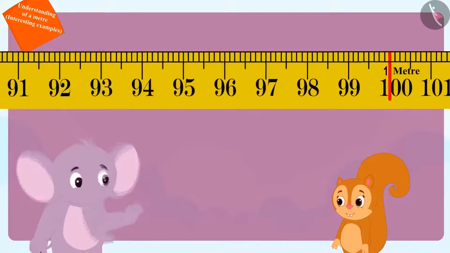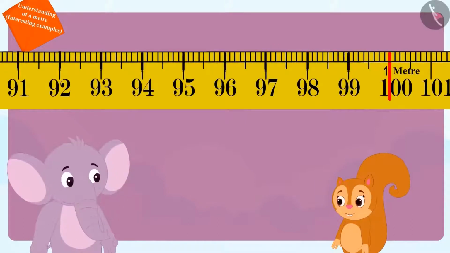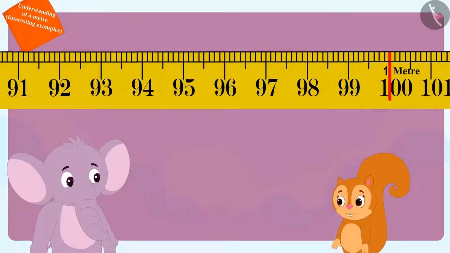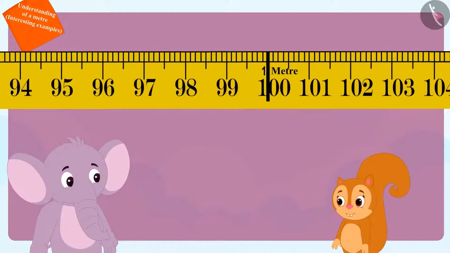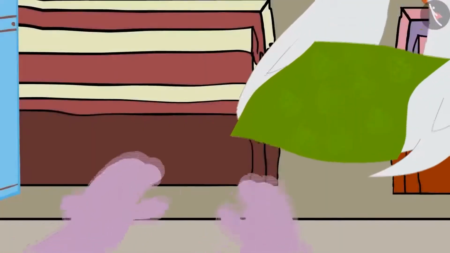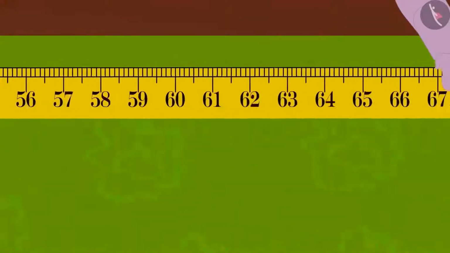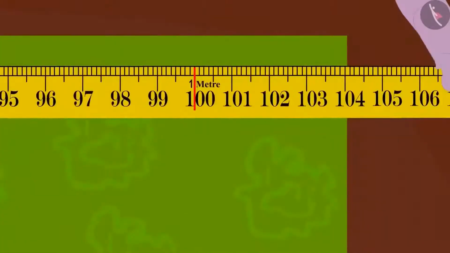"Look at these measuring lines. These small vertical lines show the measurement of centimeters, and the long vertical lines show us the measurement in meters." Appu took a material from uncle and measured it in such a way using the measuring tape. Children, can you tell how long this material is? See, the length of the material is more than the length of 1 meter.